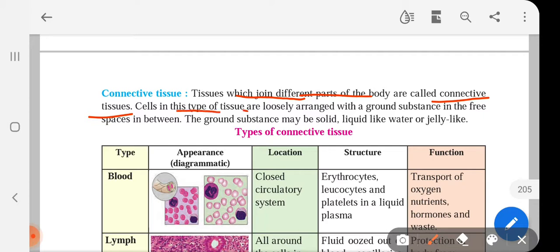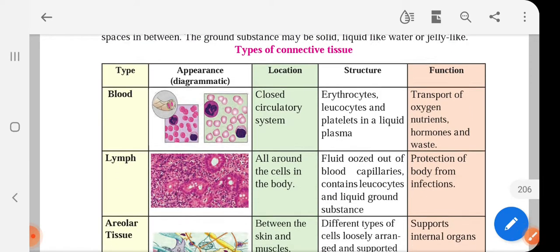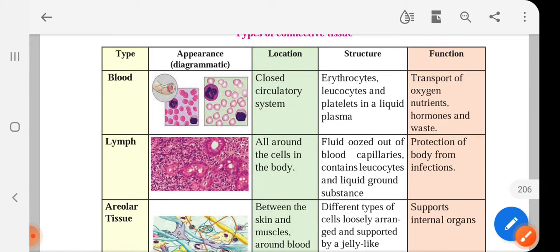Cells in this type of tissue are loosely arranged with a ground substance in the free spaces in between. The ground substance may be solid, liquid like water, or jelly-like. So this tissue basically has the function to connect different parts, and in particular different cells together with the parts of the body. That's why they are named connective tissue. Now let us see the types of connective tissue one by one.